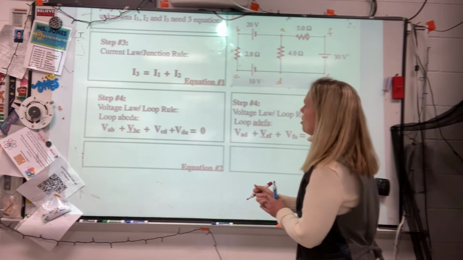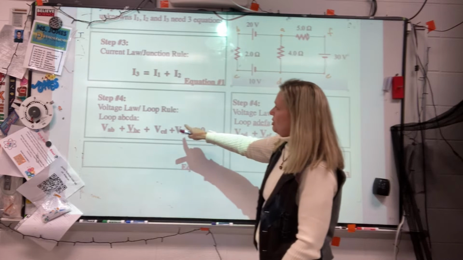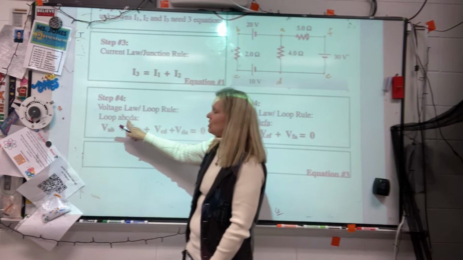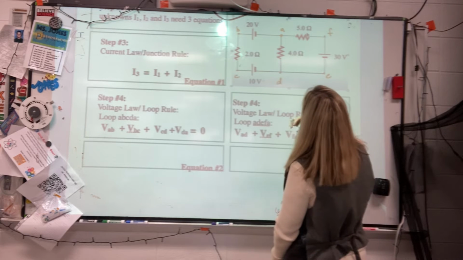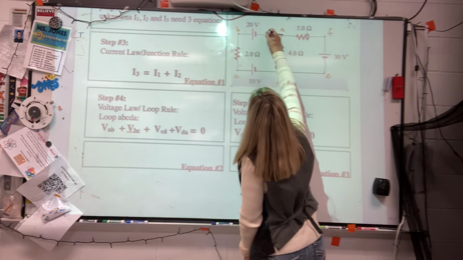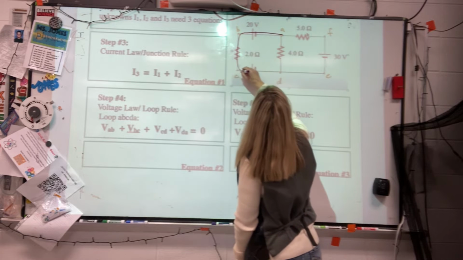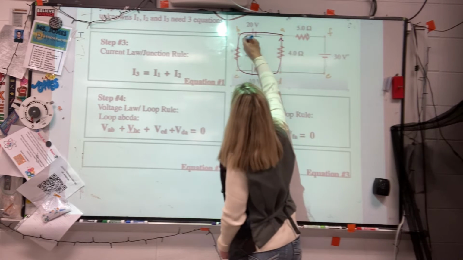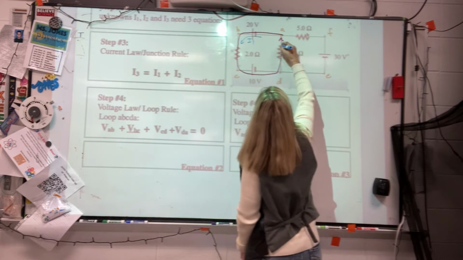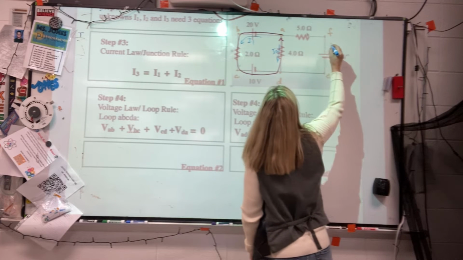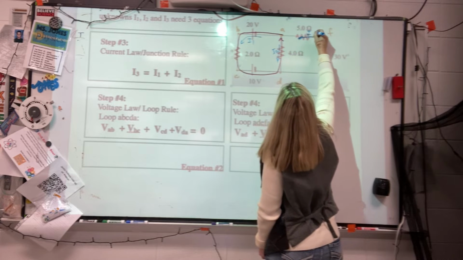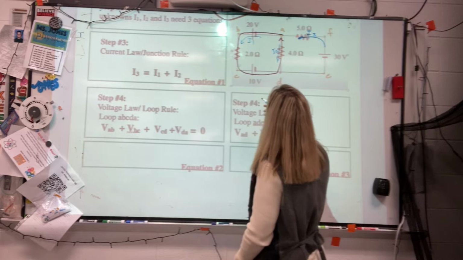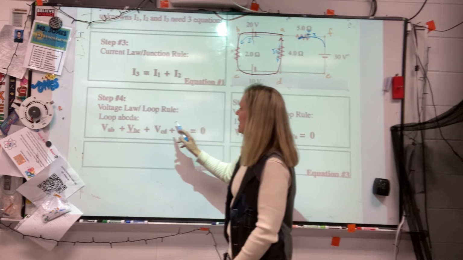All right, so here is my voltage loop rule for loop ABCDA. Where's ABCDA? A, B, C, D, A. Right? And let me relabel this: I1, I2, and I3. So, here are my parts. These are all the things that have voltage.